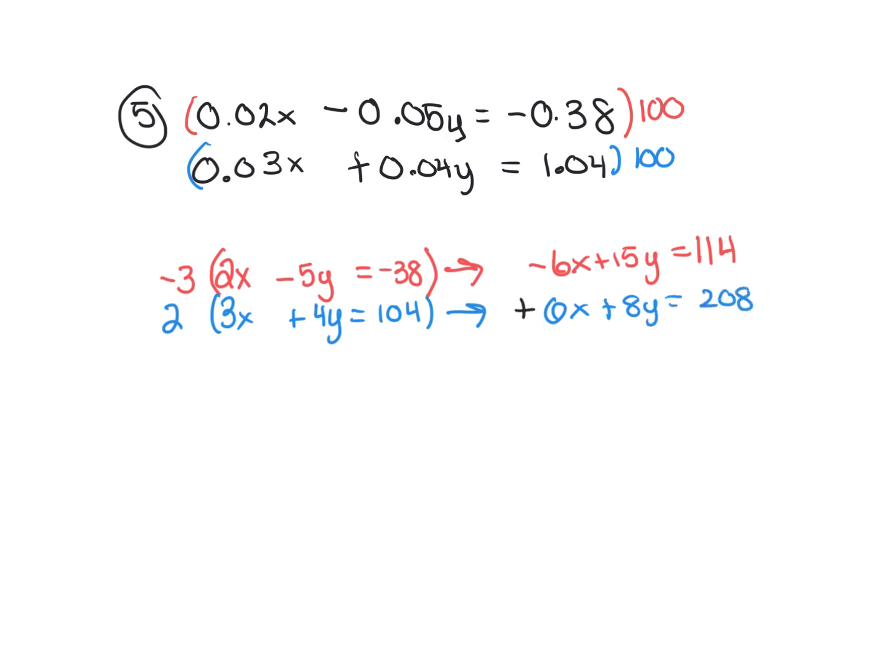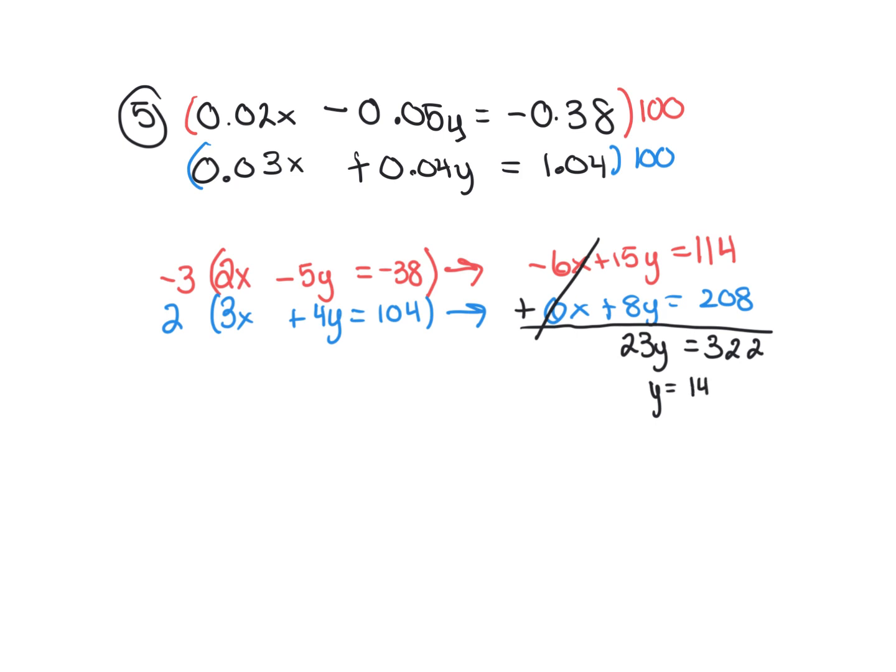Now I'm going to add these two equations together because my x's will eliminate and cancel each other out. 23y equals 2, carry the 1, 2, 322. Divide both sides by 23 and you'll get y equals 14.